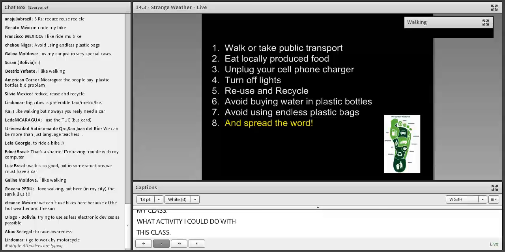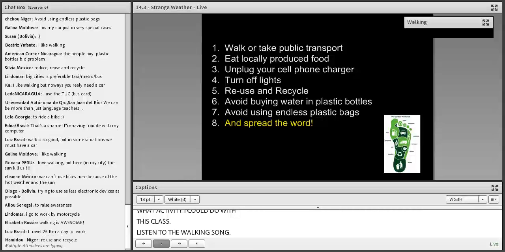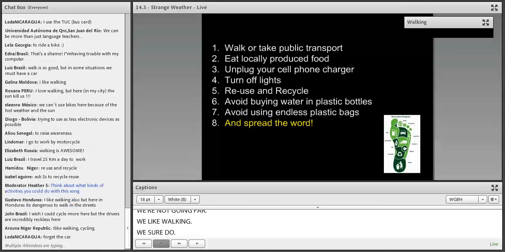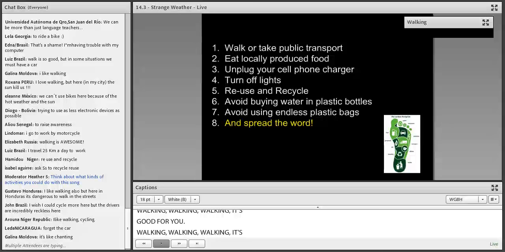One, two, three, four. Forget the car. We're not going far. We like walking. We sure do. Walking, walking, walking, walking. It's good for you. Doesn't cost a thing. Walking, walking, walking, walking.